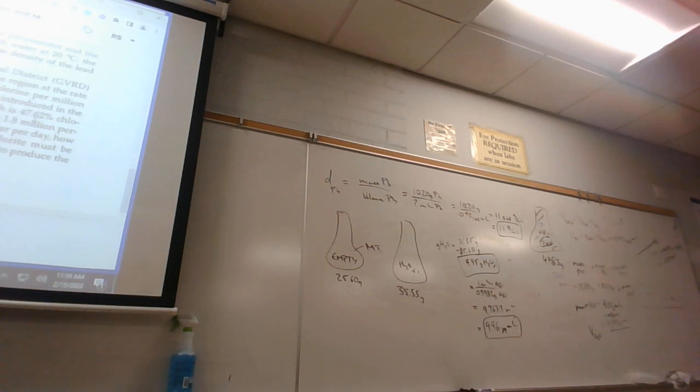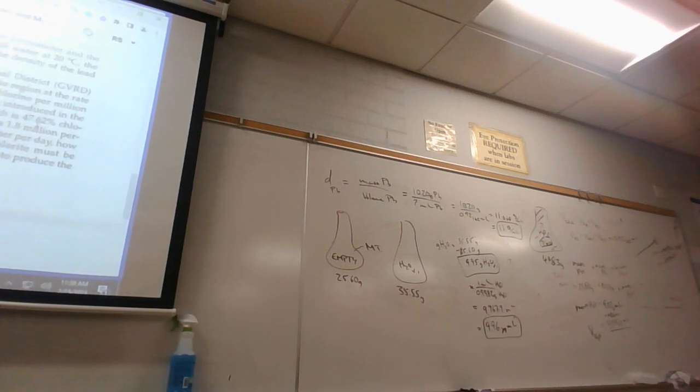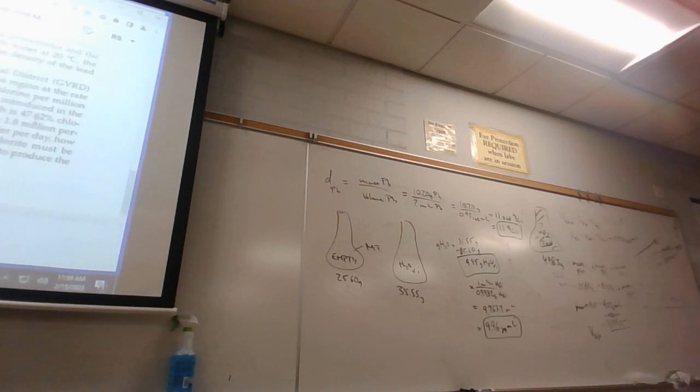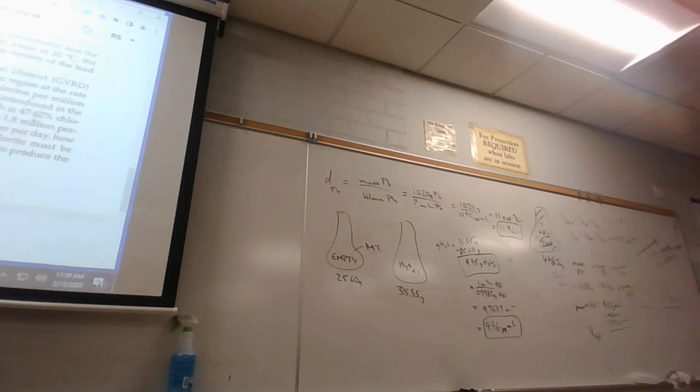The Greater Vancouver Regional District, GVRD, chlorinates the water supply of the region at a rate of 1 ppm. That is 1 kilogram of chlorine per million kilograms of water. It doesn't matter, you can use pounds. 1 ppm could be 1 pound of chlorine per million pounds of water. In this case, they're using kilograms, it's fine. Or grams, we used grams in the last problem. 1 gram of chlorine per million grams of water. It doesn't matter what the units are, the ratio is going to be the same.